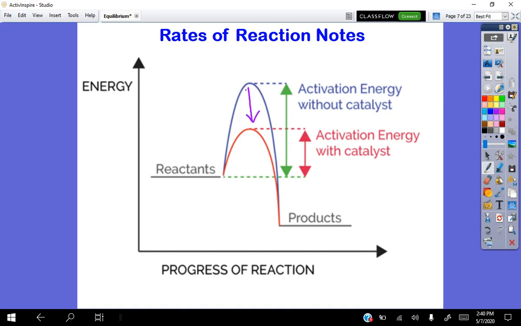The peak decreases in magnitude when there is a catalyst. Therefore, the only energy needed from here to here is much lower than the energy needed from here to here. Therefore, it is easier for the reaction to occur.